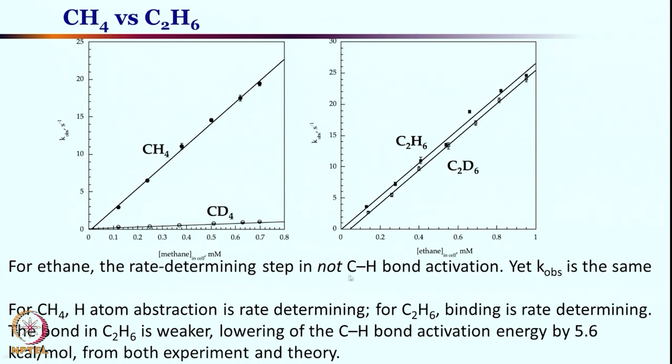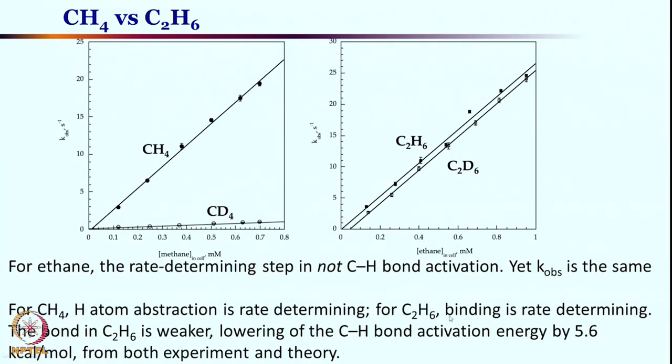For ethane, the rate determining step therefore is not the CH bond activation step. So what we are trying to tell here is that scientists have now figured out a quite phenomenal observation, and that is that methane and ethane react completely differently, or at least the intricacies of the reaction mechanism are different. In the case of methane, CH bond activation is the rate determining step. Can you imagine that? And just by changing from methane to ethane, CH bond activation is no longer the rate determining step. You do not have a kinetic isotope effect at all. Its KIE is 1, although the kobs is the same, which is fascinating, I would say.